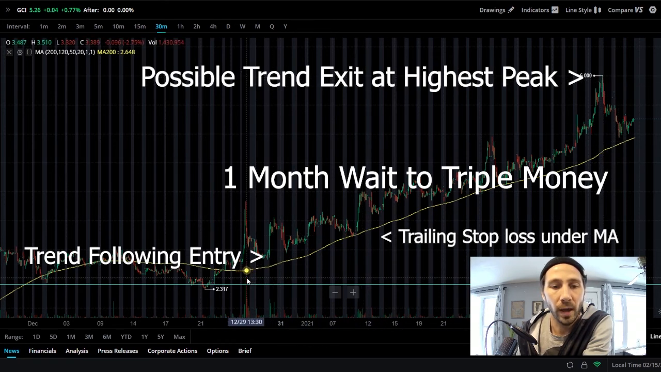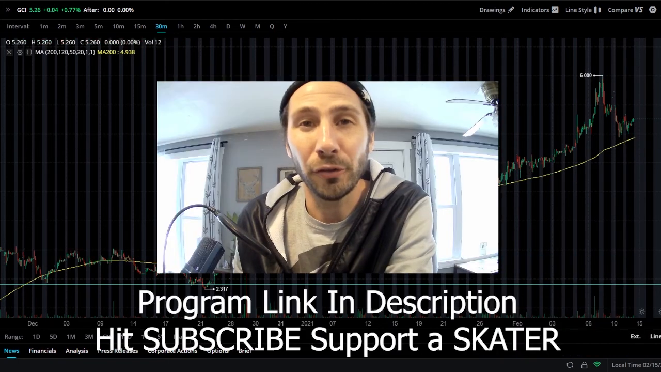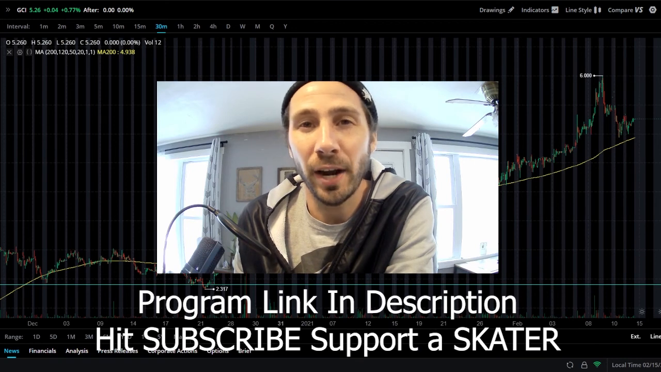And the best way to do that slow trend following would be to slowly move your stop loss up right underneath this 200 MA the whole way, and that would be a great way to enter and exit this trade. And it also gives you a lot more time and freedom to be out doing what you want, whether it's skating or anything else. Those are the secrets of the MA line and how to trade it.